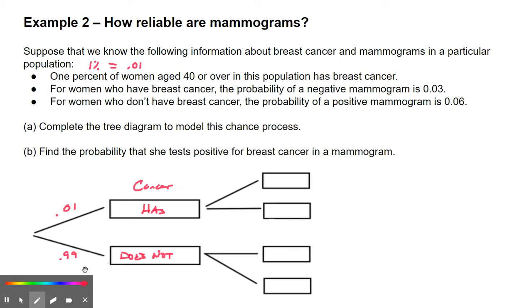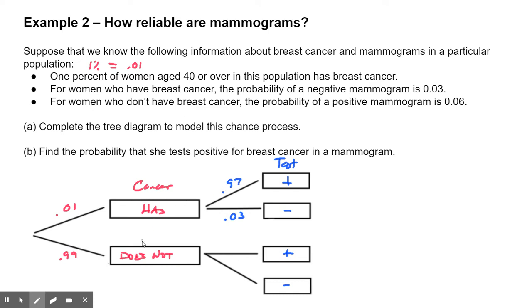Now we look at the second stage, and the second stage is going to be the test. You take the mammogram and get a positive or negative result. And again, positive or negative result down here because there are two branches in the initial stage. For women who have breast cancer, the probability of a negative mammogram is 0.03. That's a false negative. That's not good, we don't want to have it and not have it shown on the test. So there's a 97% chance that you have it and do test positive, which is very good. You want the test to show you that you have cancer.